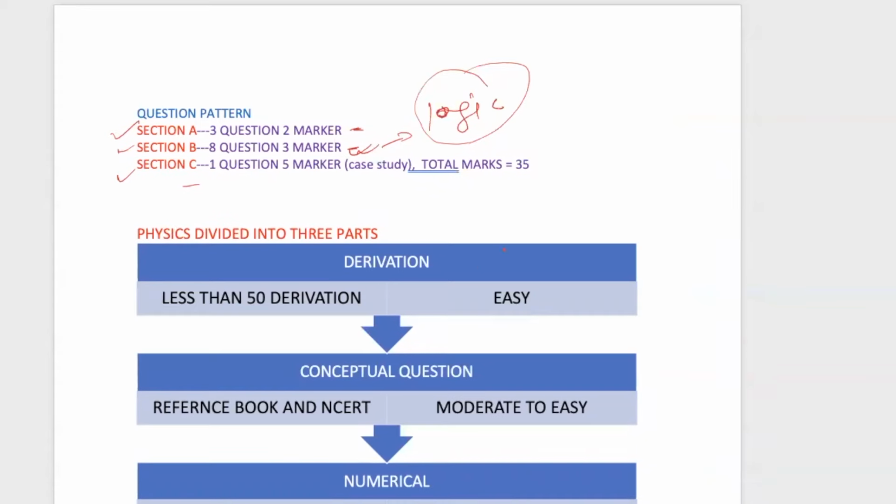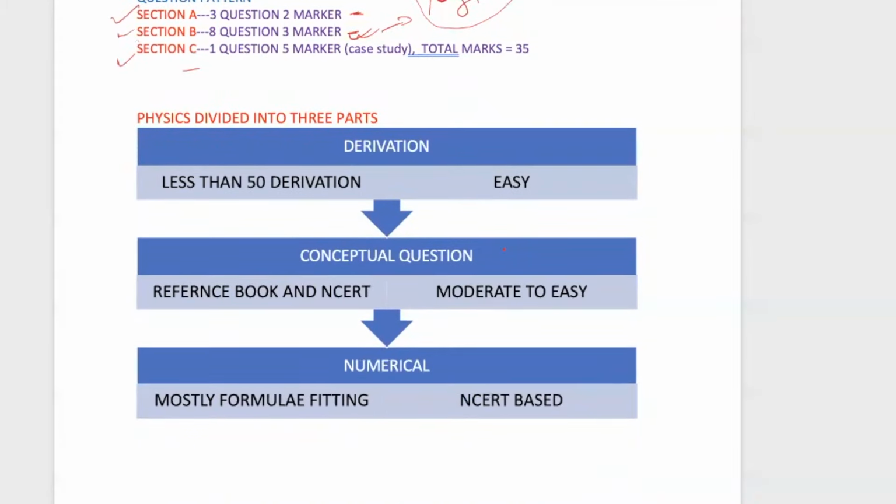So how should you prepare? See, you have to go thoroughly through 3 sections especially. First is derivations, which are comparatively easy, but you have to organize these derivations in a proper manner. Organize them, otherwise things become very bulky just before the exam.